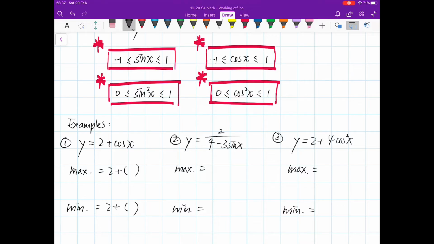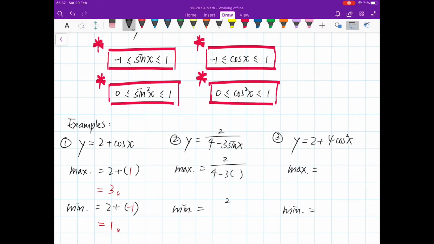So as you can see, for the range for cosine x, the maximum is 1, and for the minimum is -1. So we simply input 1 for the maximum and get the maximum value, 3. Okay? So similarly, for the minimum point, then we will put -1, and we will get the minimum value, which is 1. Okay? As for question 2, now there is a fraction here.